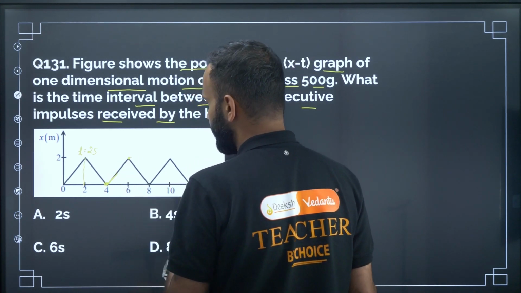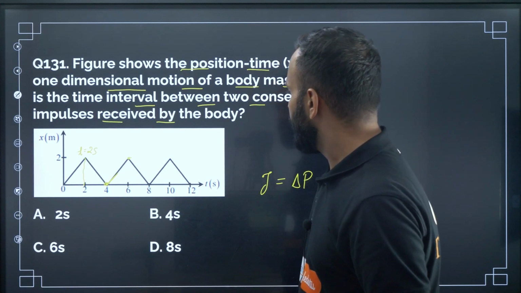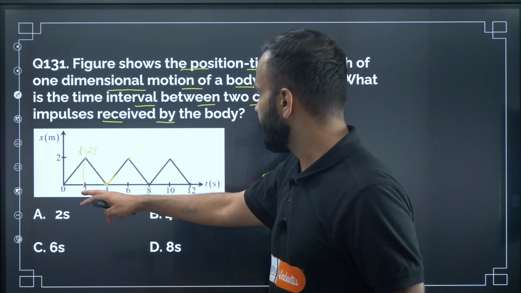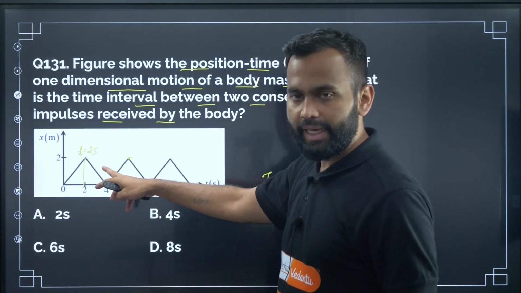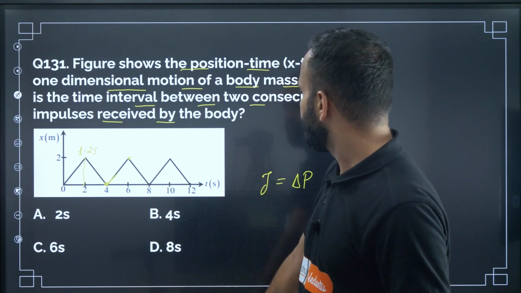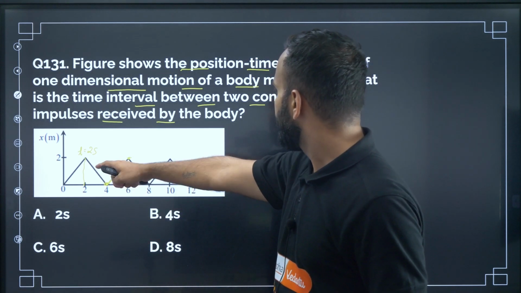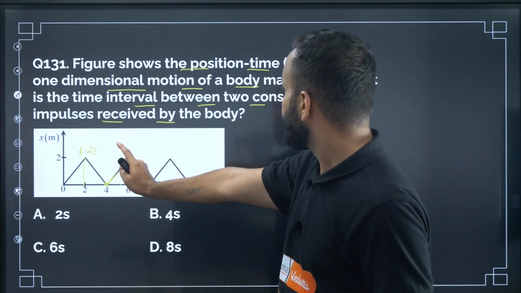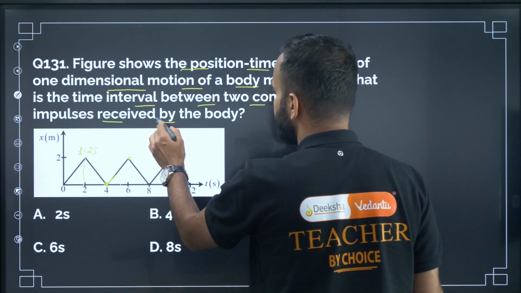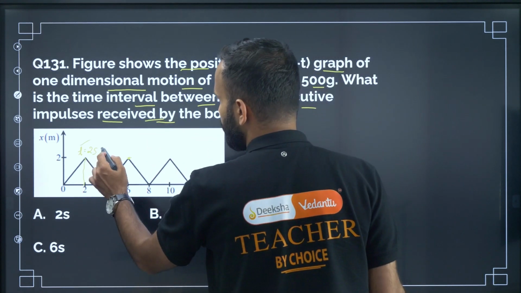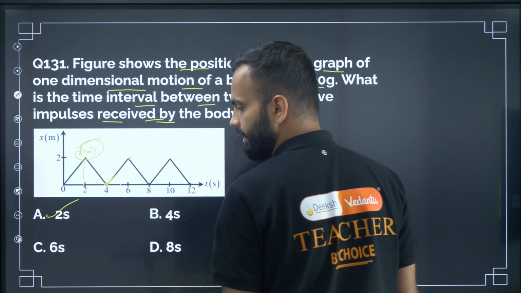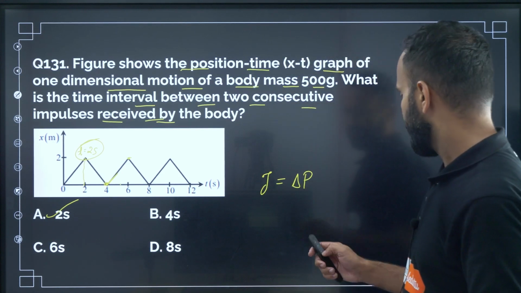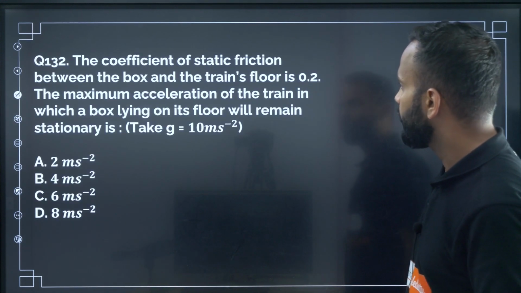At t equal to 6 seconds, its direction changes, right? So here, every 2 seconds its direction changes, isn't it? So the time interval between the two consecutive impulses received by the body is 2 seconds, right? So option A is the correct answer. Okay, next question, question number 132.